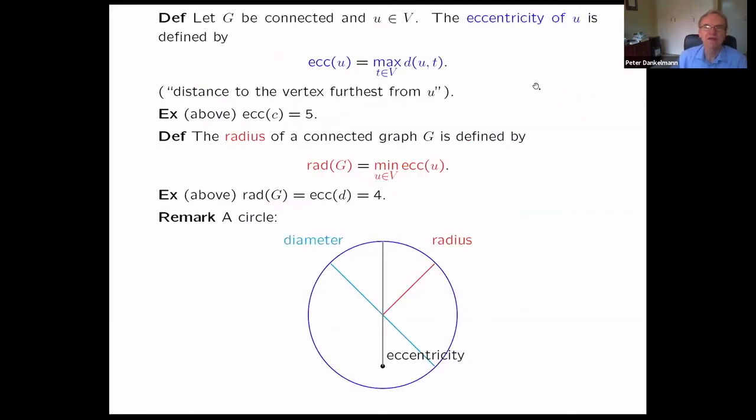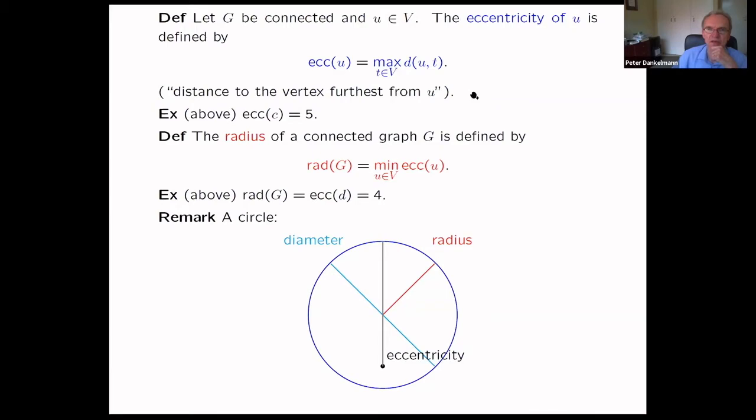Okay. Now let's assume that G is a connected graph. Let's define something else. Let's define the eccentricity of a vertex, and that's simply defined as, if we have a vertex, let's say U, then the largest of the distances from U to any other vertex in this graph, that's what we call the eccentricity of vertex U. So I've written it here as a formula. The eccentricity of U is the maximum over all vertices T of the distance from U to T. Okay, so that's the distance to the vertex furthest from U.